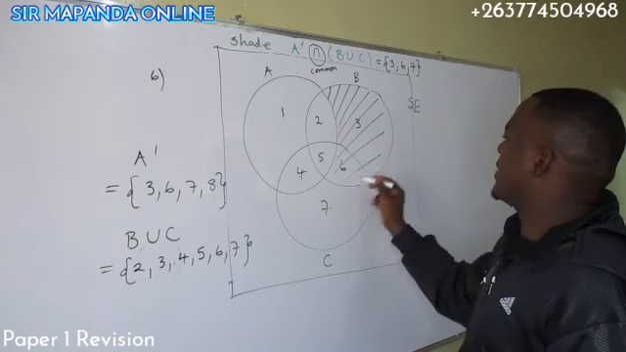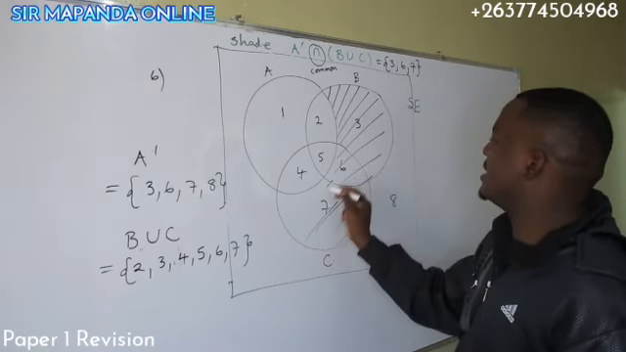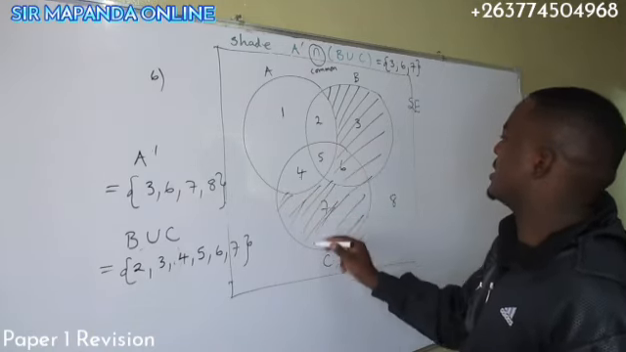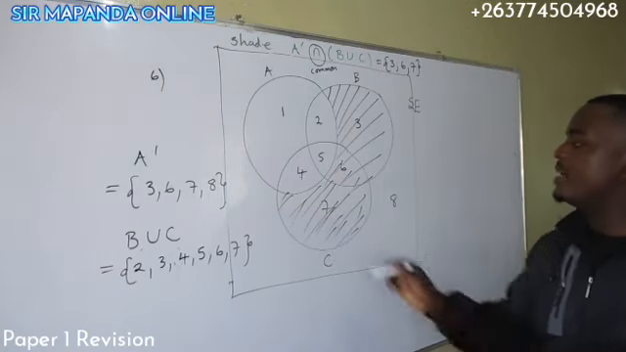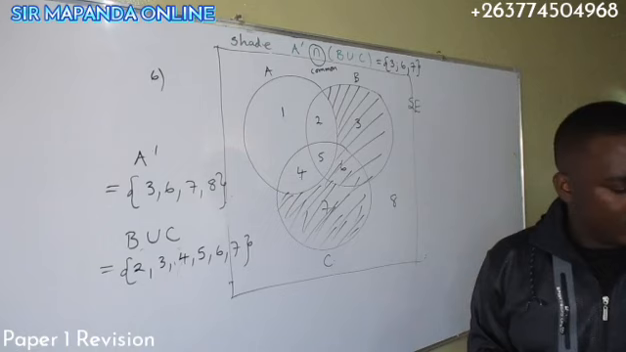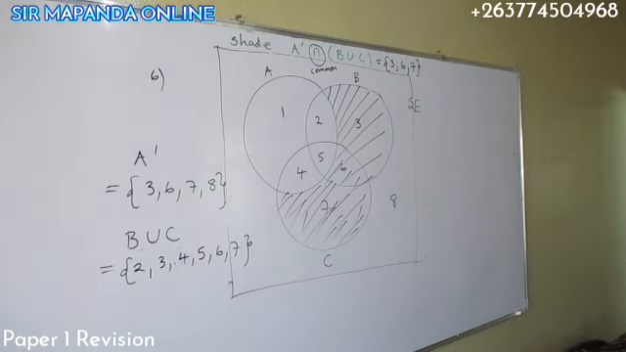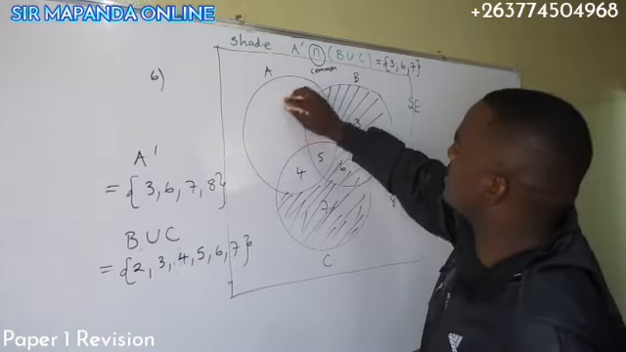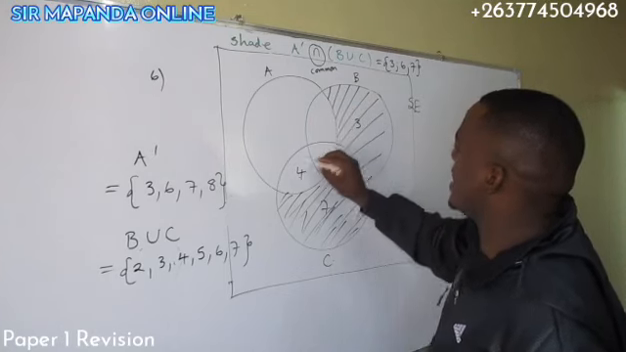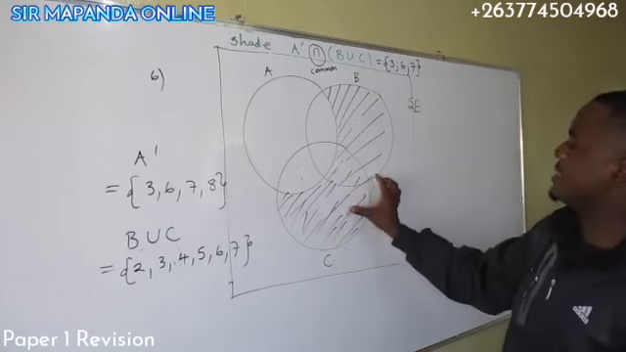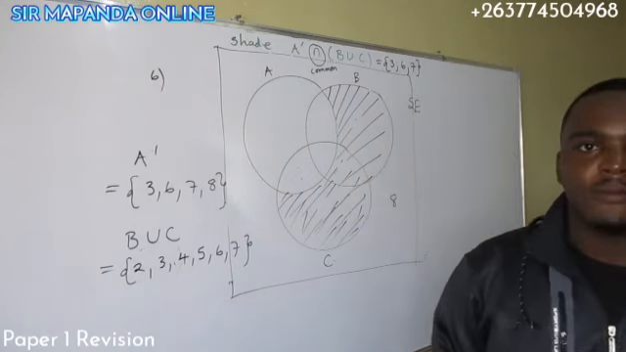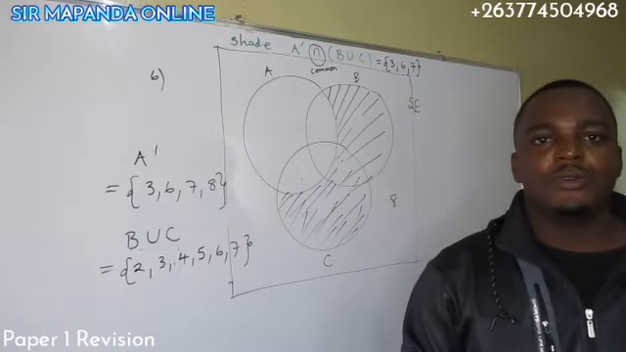I'm going to shade this part which contains 3, 6, and 7. So this is your final answer or your final result. So you can then rub these numbers, since they are not part of the question. You can then rub them, but your final answer is this one. I hope you are following. Let us move on to the next question.